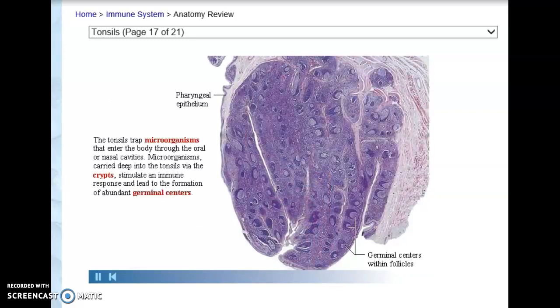The tonsils trap microorganisms that enter the body through the oral or nasal cavities. Microorganisms, carried deep into the tonsils via the crypts, stimulate an immune response and lead to the formation of abundant germinal centers, reflecting the activation of B cells. Click a tonsillar crypt to see the path that microorganisms take. Sometimes tonsils can be overwhelmed by bacteria and become sites that harbor rather than kill the organisms.